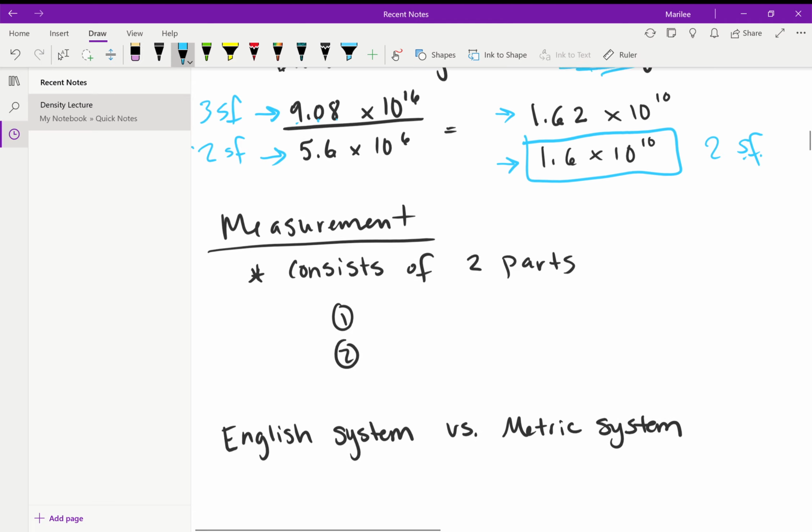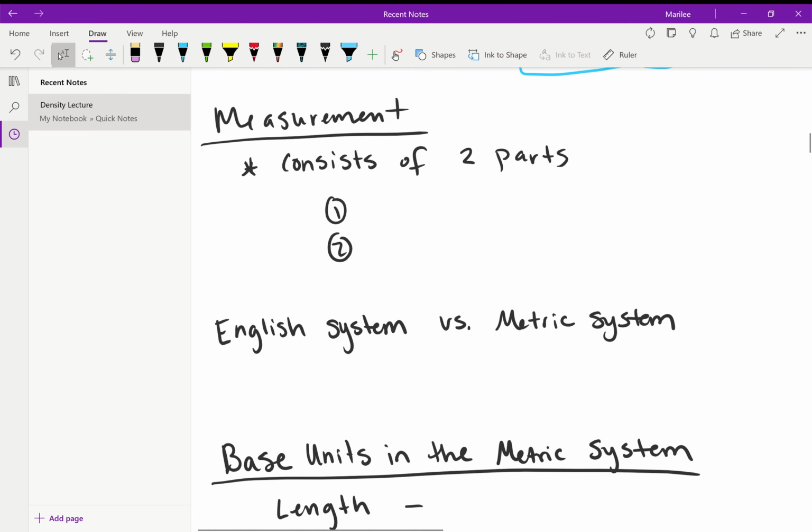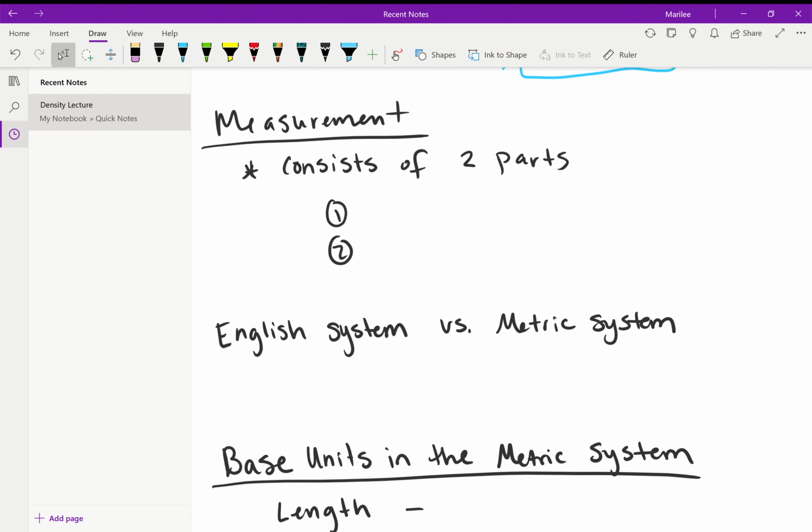Alright, I'm going to go over measurement now. Measurement consists of 2 parts. What are these parts? Part number 1 is a number, and part number 2 is unit. A number by itself is not enough. The unit must also be stated. So let me write that.